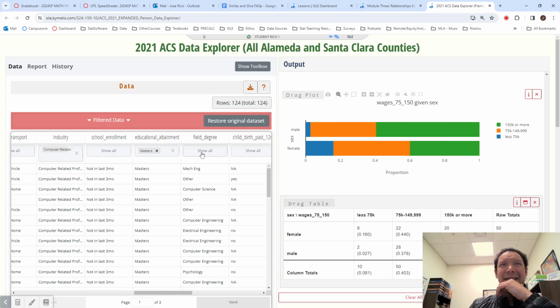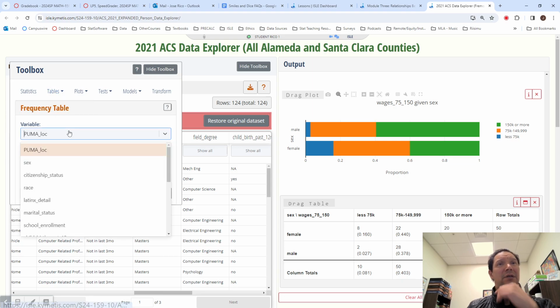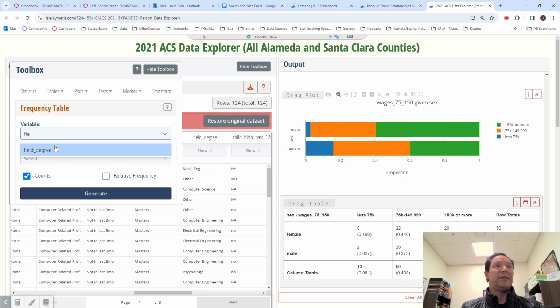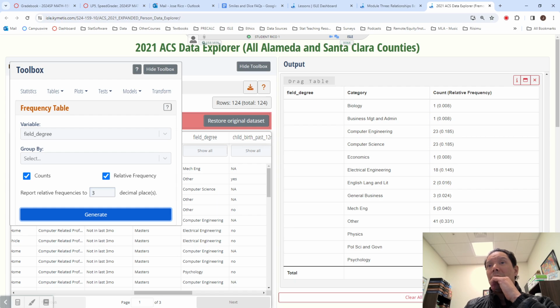I thought maybe looking at the degrees could be interesting, because if you look at this, even though these people are working in computer-related fields, their actual field of degree looks like there's quite a bit of variability. 33% have something other than the top most popular degrees. If you look at computer engineering and computer science, those are the 2 highest, and electrical engineering.